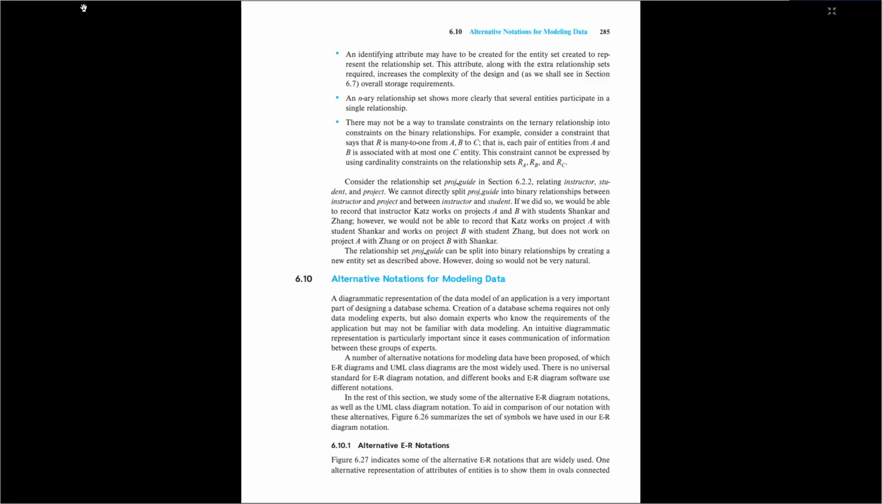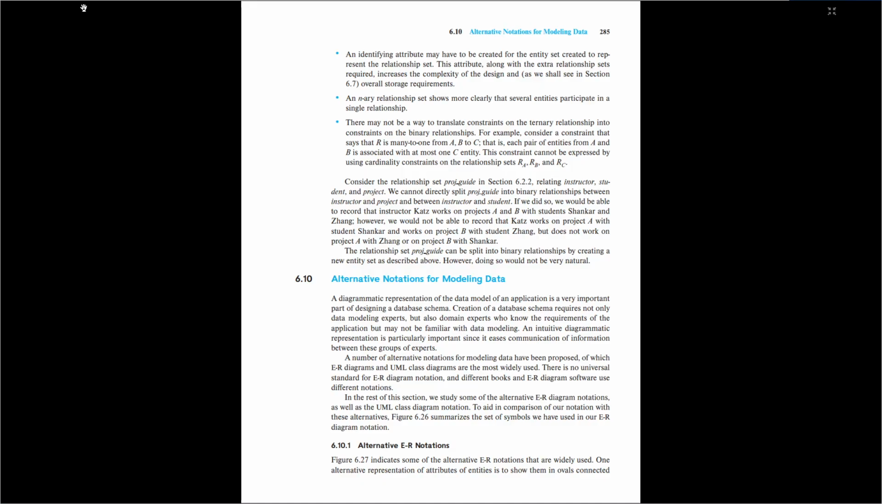6.10 Alternative notations for modeling data. An identifying attribute may have to be created for the entity set created to represent the relationship set. This attribute, along with the extra relationship sets required, increases the complexity of the design and, as we shall see in Section 6.7, overall storage requirements. An n-ary relationship set shows more clearly that several entities participate in a single relationship. There may not be a way to translate constraints on the ternary relationship into constraints on the binary relationships.